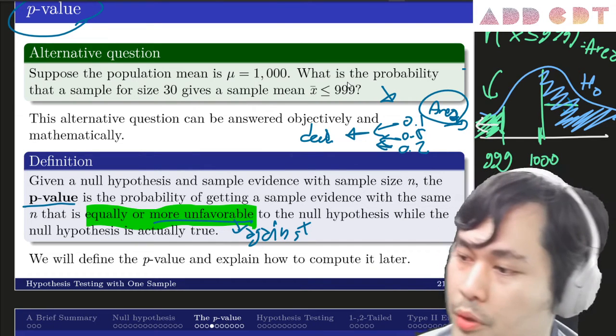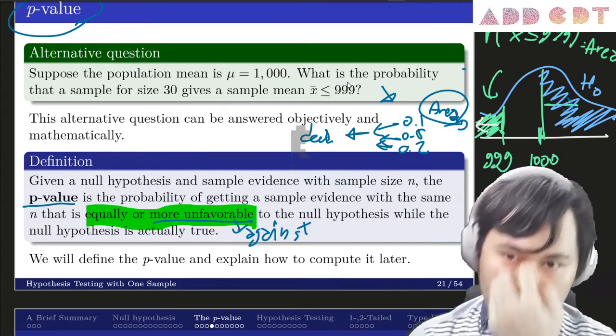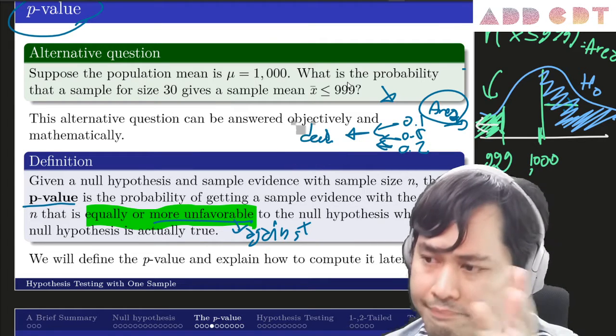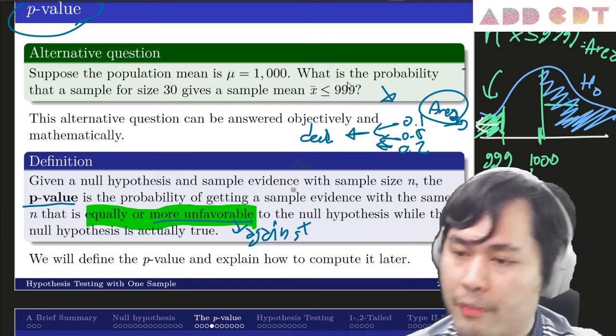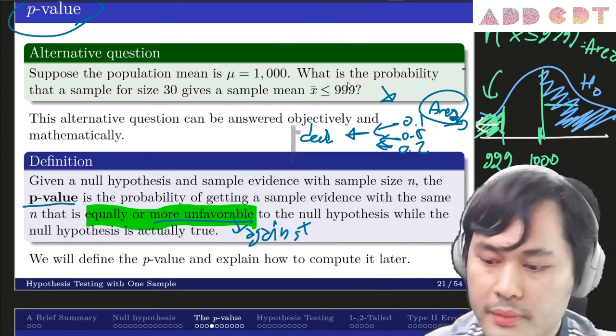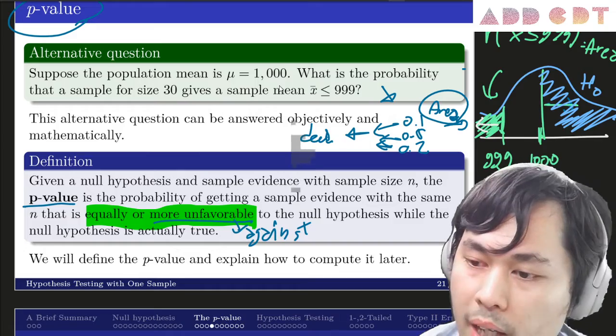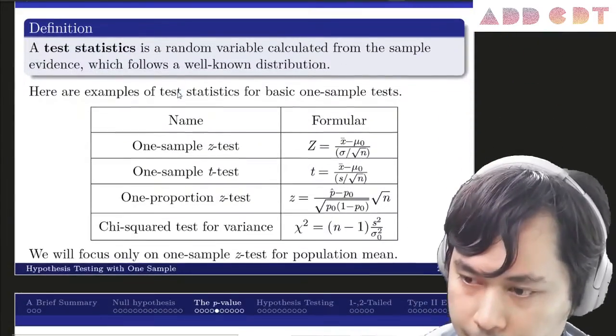And we are going to define exactly how to compute it, but that's the basic concept here. We have the area for the population mean, and we have the p-value for the area that is against that belief, that null hypothesis.